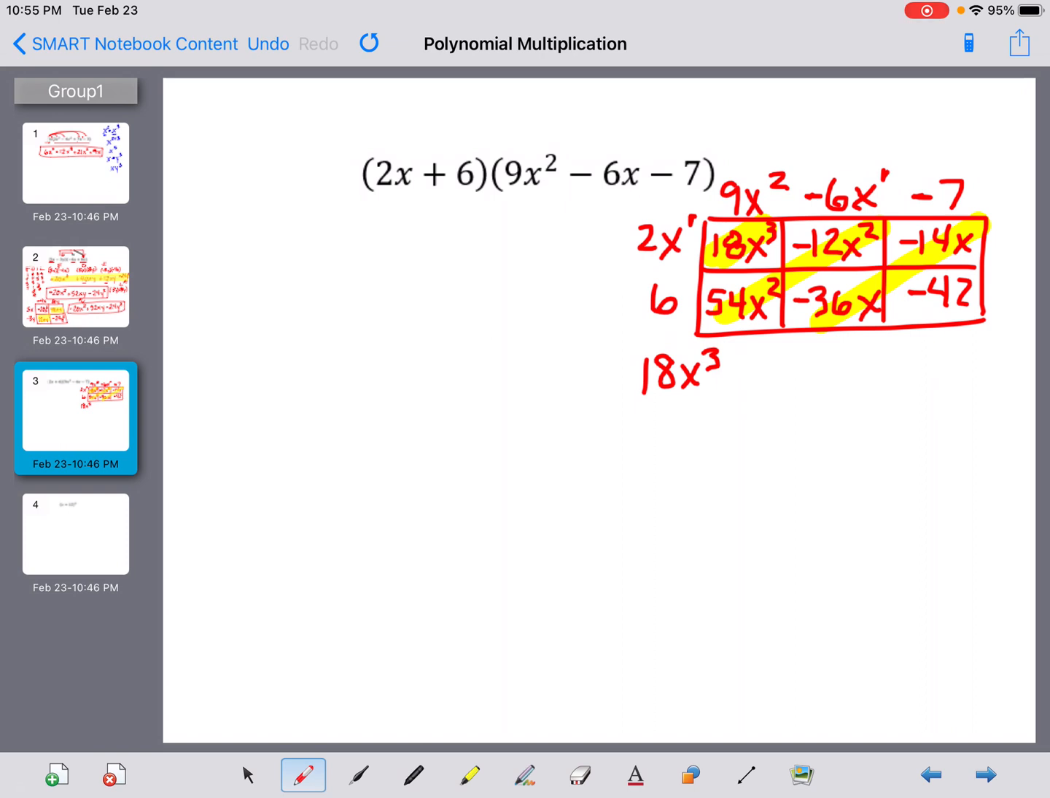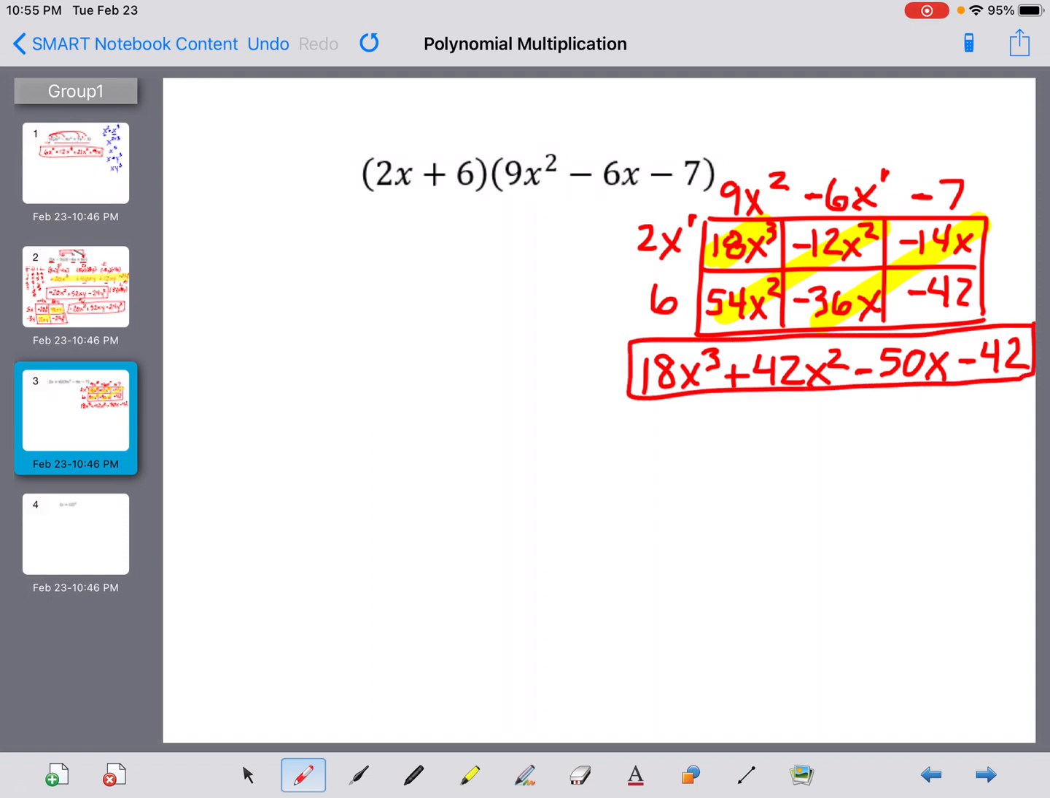When I join my x squareds, I get a positive 42x squared. When I join my x's, they're both negative, so they come together with a negative 50x. And then I have this straggler negative 42 at the end. That's one way to do it, the box method. If you like the box method, it'll hold through for multiple times.